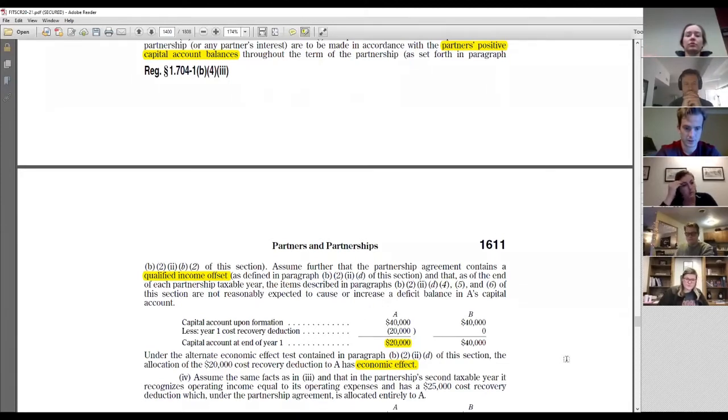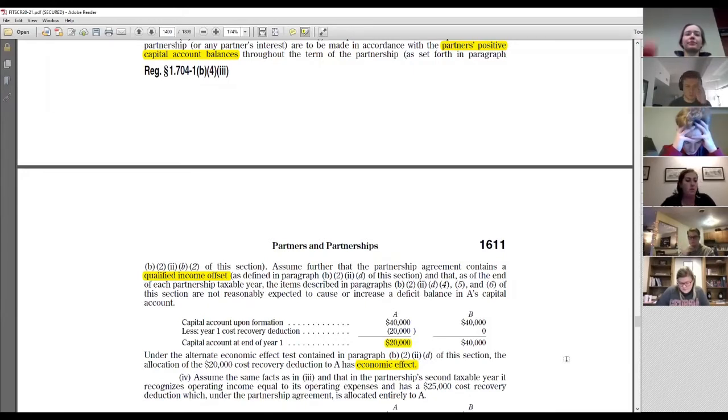Any questions? Okay, so one way we can check to see if this makes sense is, well, what if we had a liquidation of the partnership for book value at the end of the prior year? Where would the cash go? How much would each partner get? And then compare that to a liquidation at book value at the end of the current year and see where the cash goes. Then we can compare the two and see who bore the burden of the tax item in question.